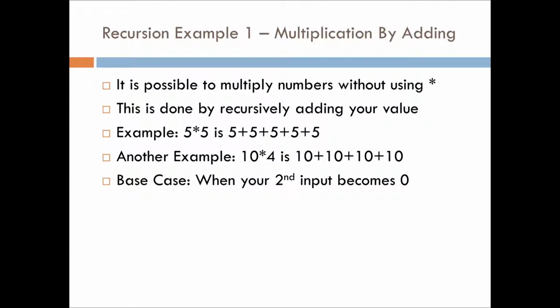Another example, 10 times 4, you add 10 4 times and you get 40. That's the right answer. So the base case here is when your second input into your function becomes 0. Because on each call of multiplication, you're going to have your basic value and then the number of times to add it. And then you keep decreasing the number of times to add as you go through the calls.